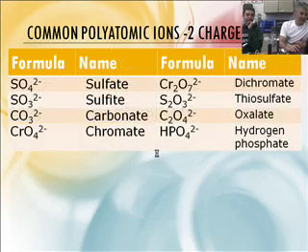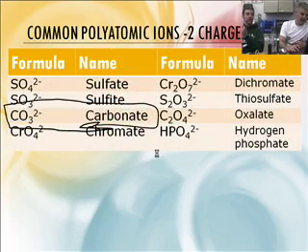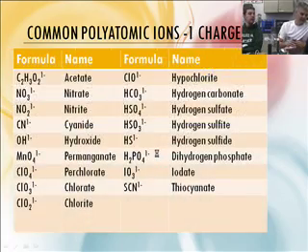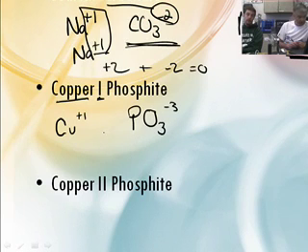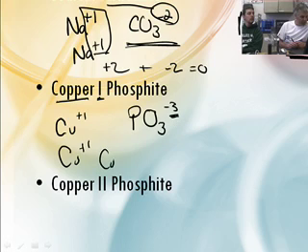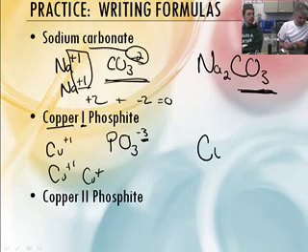PO3, -3. So you start to get to know these polyions as you start practicing and doing these worksheets. So phosphite is PO3, -3. Do those charges add up to 0? No, they do not. So what's the lowest common multiple between 1 and 3? 3. So you need to get them both to 3. Well, the -3 is already there, so I need Cu +1, Cu +1, Cu +1. So this will be Cu3, PO3.